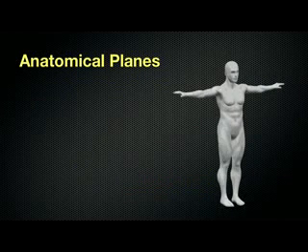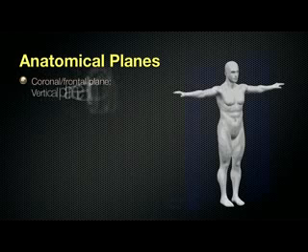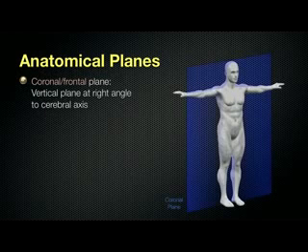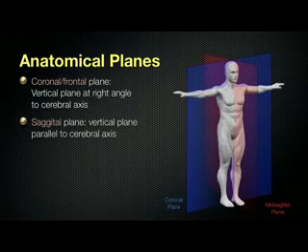Here we have the human body. And I want to talk about the three different types of planes that we have. First, we have the coronal or the frontal plane, and that's a vertical plane at a right angle to the cerebral axis. And you can see that plane here. And then if you go at a right angle to that, of course, we have the sagittal plane, which is a vertical plane, but it's parallel to the cerebral axis. And you can see that plane over here.